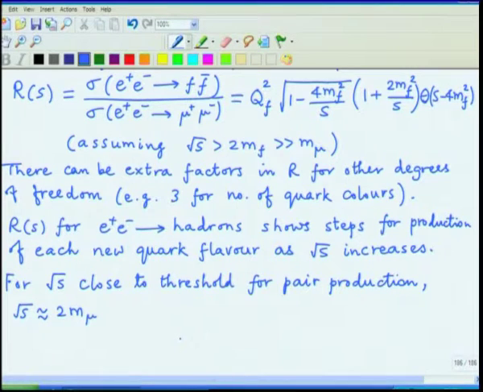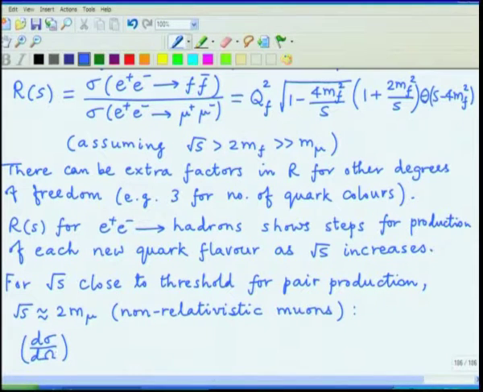We can choose this, and this corresponds to non-relativistic muons, and then the cross section can be simplified to this differential cross section, which is alpha square by 2 s.